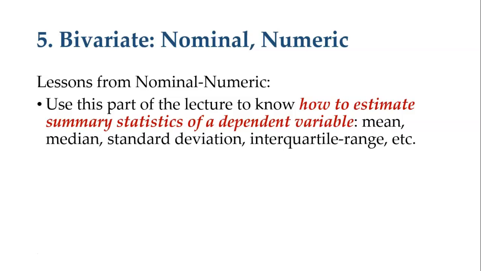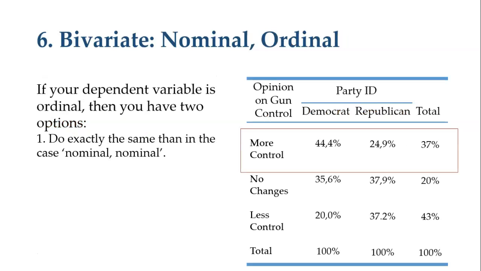Okay? Let's move on. So imagine that your dependent variable now is ordinal. Remember our table of partisanship and opinion on control. Imagine that people have 3 options: more control, no changes, and less control. So you have 3 values. You can do a couple of things.